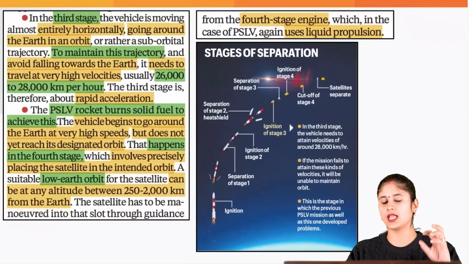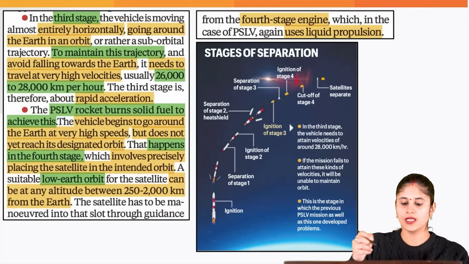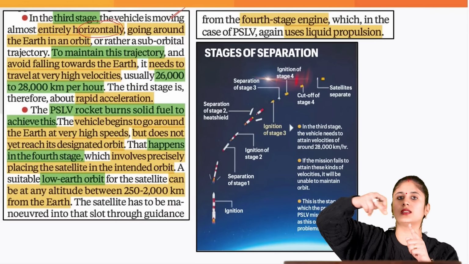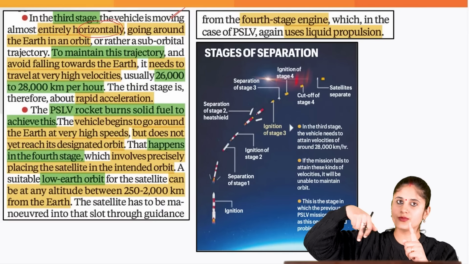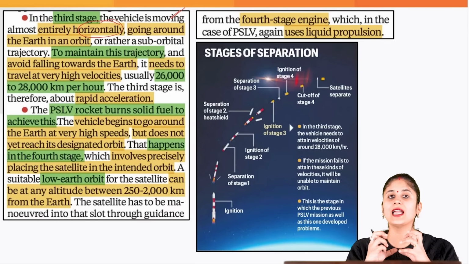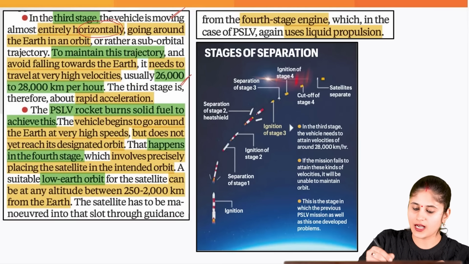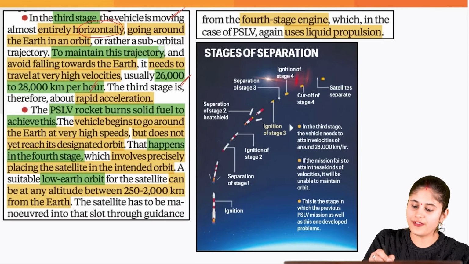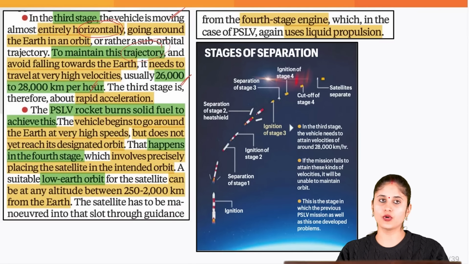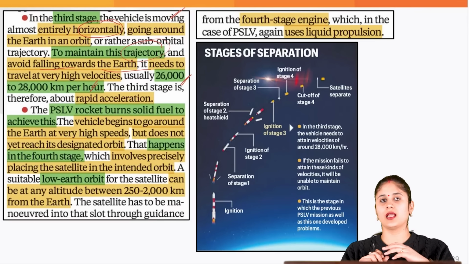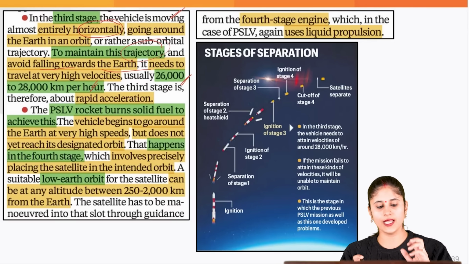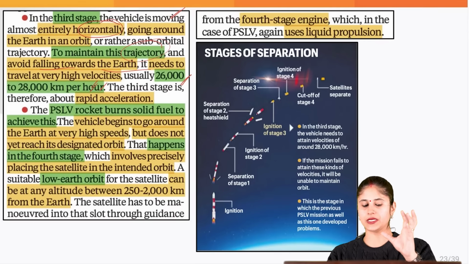Now comes the third stage and the most critical stage, because here the vehicle is moving entirely horizontally and it is moving around the Earth in an orbit. When the rocket is moving in an orbit around the Earth, it needs higher power. It needs to reach a high velocity of around 28,000 km per hour. And if it fails to meet this trajectory, what would happen? It would fall towards the Earth. And this is something that happened in May last year. At the third stage, the rocket was not able to attain this much velocity. Rapid acceleration is needed.